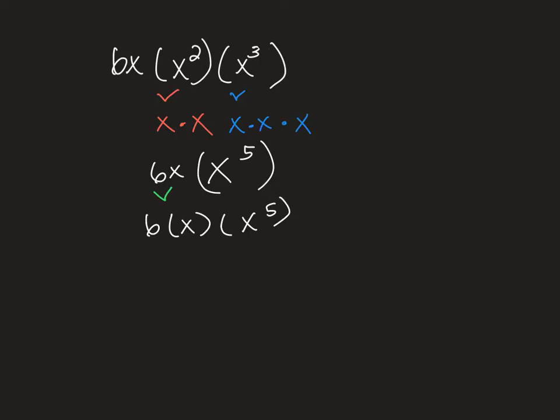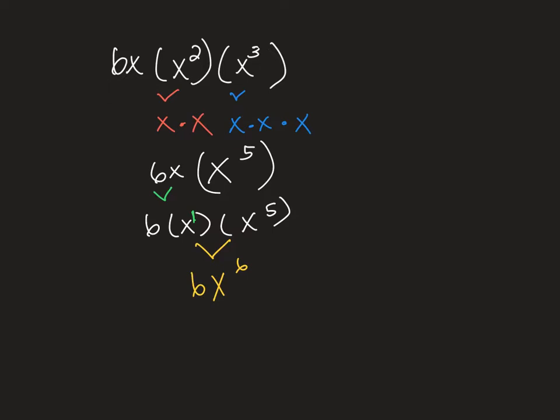And we know that anything that is by itself would be raised to a power of 1. So if I had x to the 1st power and x to the 5th power, that would leave me with x to the 6th power. And then I bring down the 6. So this would be 6x to the 6th power.